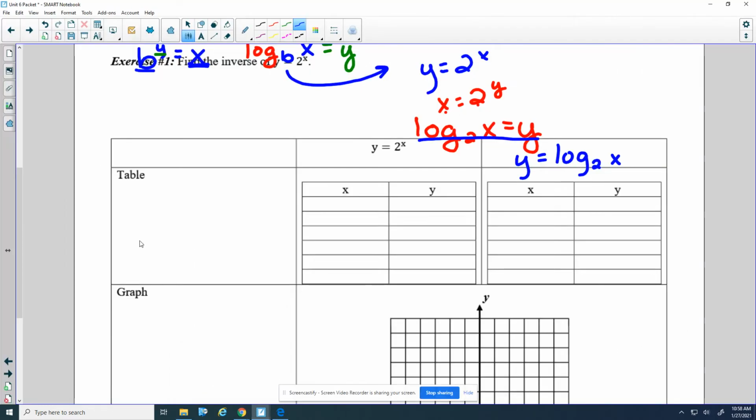But I'm going to go back and fill out this table. Now, I'm just going to go -2 to 2, so I actually have an extra cell in here. 1, 0, 1, 2. And these should make sense because 2 to the 0 equals 1. Anything to the 0 is 1. 2 to the first is 2. 2 to the second power is 4.